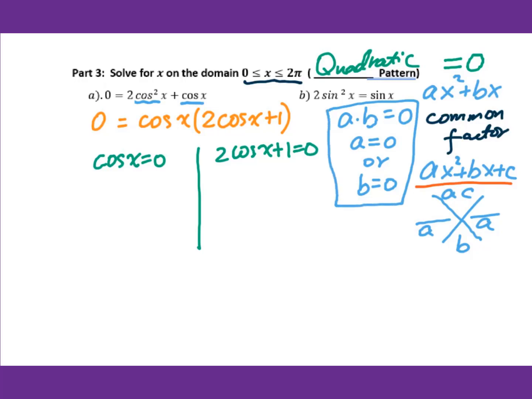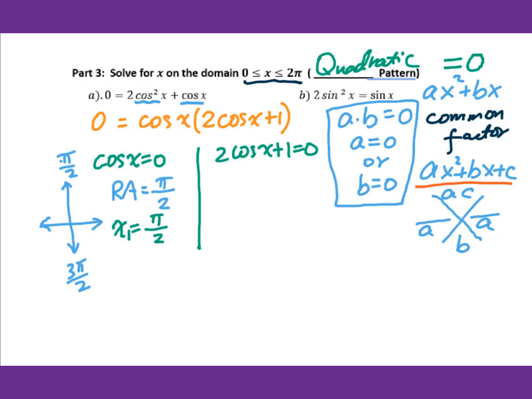For cosine x equal to 0, the reference angle is pi over 2. So this one is pi over 2, and for 3 pi over 2, cosine is still 0. Therefore, you will get x1 equals pi over 2 and x2 equals 3 pi over 2.